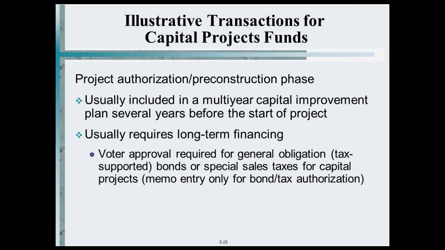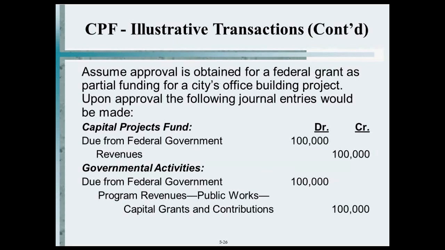And so you can have a capital project over several years. It cannot be just one year. It could be several years, and the capital projects account would stay alive during those times. In this case, the federal government says we'll give you $100,000 towards this project. The state recognizes a due from federal government of $100,000 and revenue of $100,000. Okay, and when they receive cash, that will take care of this. And notice how this comes in: due from federal government, program revenues, public works, capital grants, and contributions. Okay, yeah.